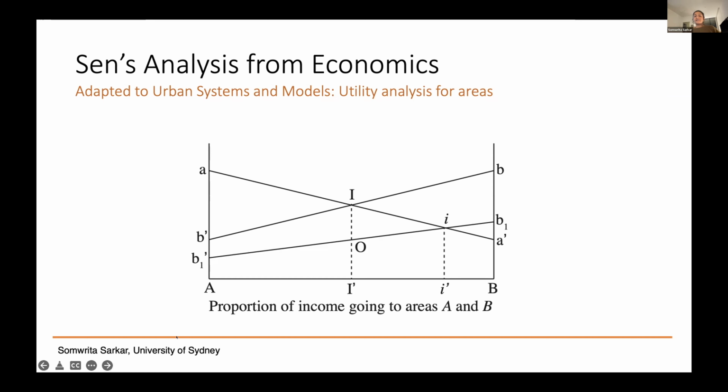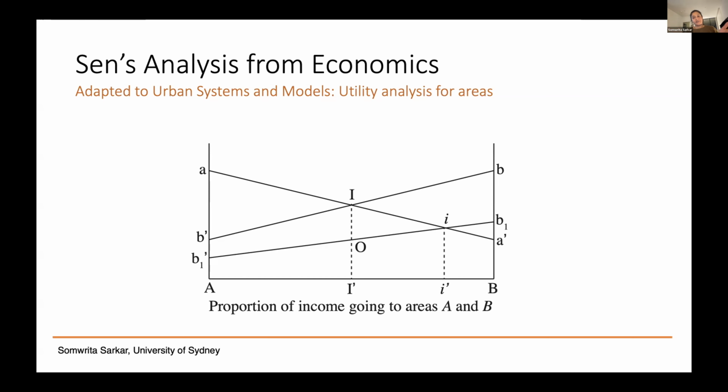Because essentially, let's imagine that this is a new train line being laid down, right? If areas A and B had exactly similar car ownership ratios and a similar number of employed people going into work, then if I invest X amount of dollars into both area A and B, exactly the same number would shift from car ownership to taking public transit, right? So the utilities for both areas are the same.